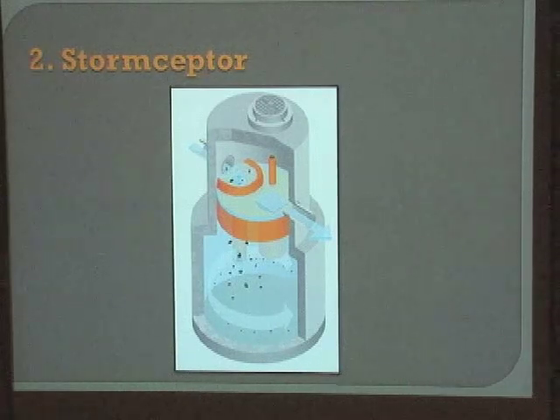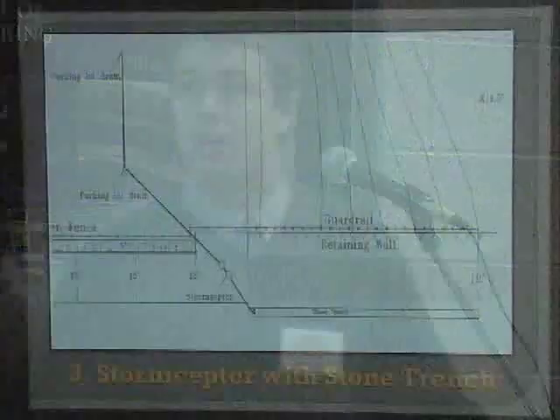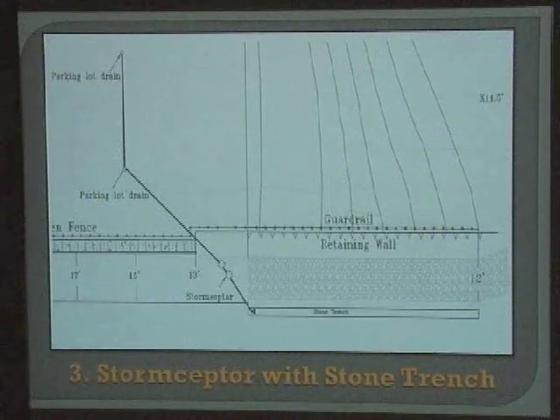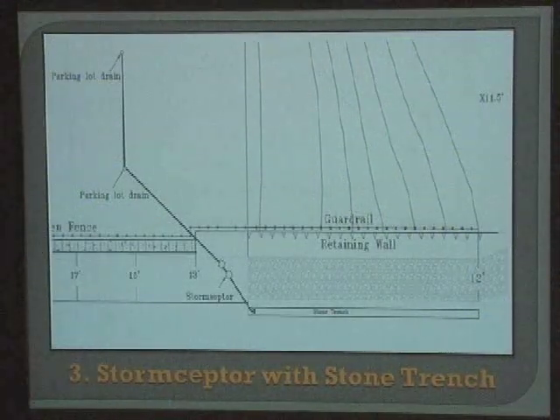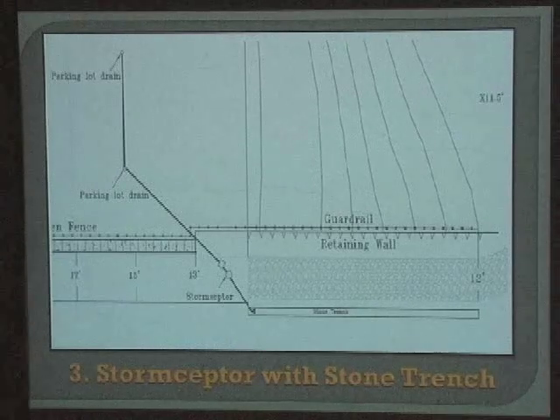Storm scepters trap both small and large particles and trap any oil or gas that may be contained in the runoff. For the final section, the parking lot and the road runoff is passed through a storm scepter again and then discharged into a stone trench, which allows for groundwater recharge.